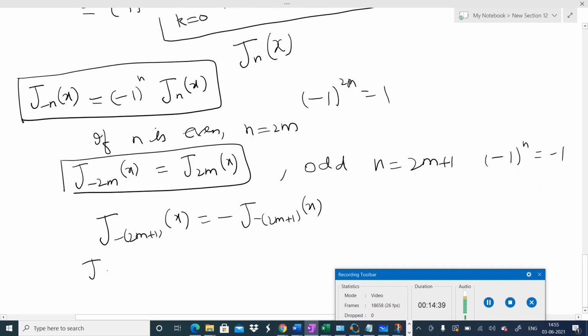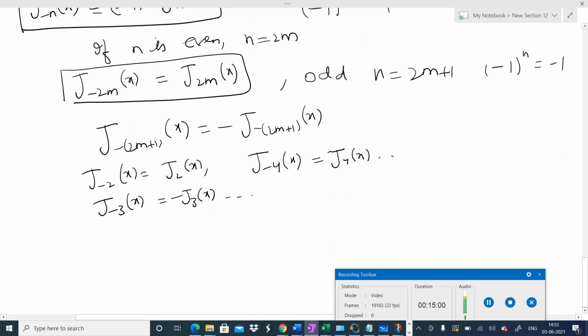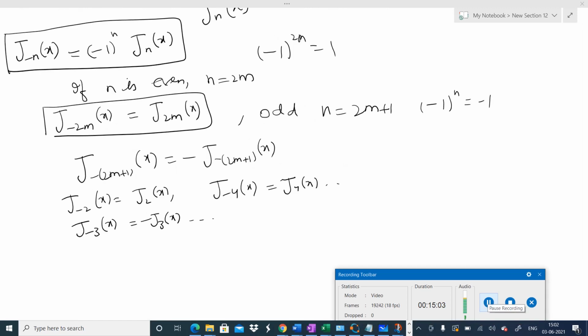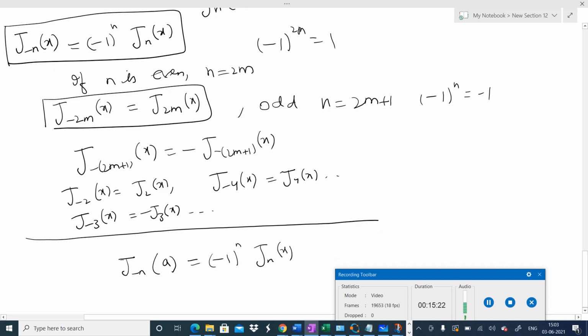So in other words, j of minus 2 of x is j2 of x, j of minus 4 of x is j4 of x, so on and so forth, and j of minus 3 of x is minus j3 of x, and similar for other terms. Now coming back to yesterday's argument. Before recalling yesterday's lecture, I will try to convert the notation so that it is consistent. So we basically had j minus n of, I will write a instead of x. We can write any dummy variable, minus 1 to the power n jn of a. x we reserve for the sine argument.